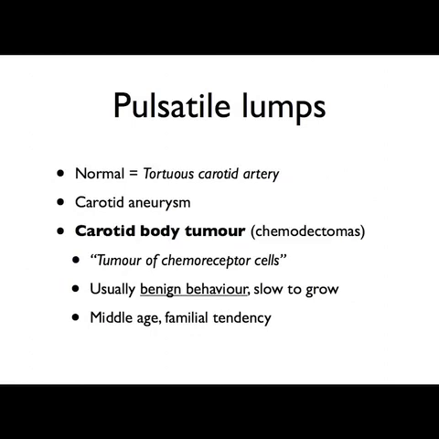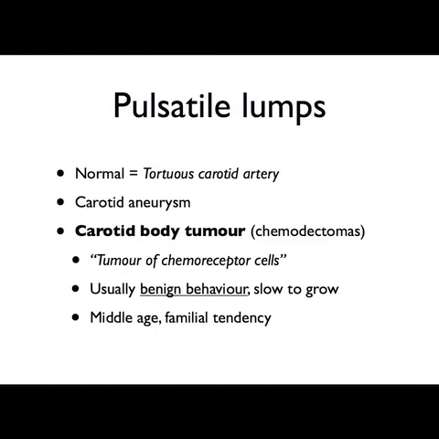Okay, and we're going to talk about carotid body tumour, which is a chemodectoma. I prefer carotid body tumour. Yeah, it lets you know what you talk about. So it's a tumour of the chemoreceptor cells, and it's normally benign in behaviour and progressively enlarges. It's more common in middle age, so about 40 to 60 years, and there's a familial tendency.